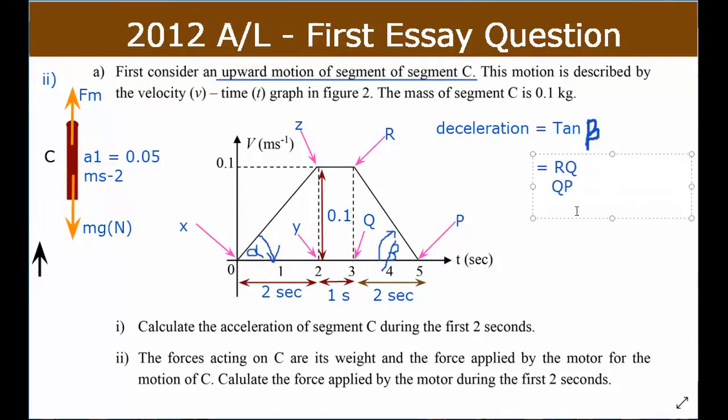So RQ is, Lamai, what is the length of RQ, dear? This side? 0.1. Very good. What is the QP distance, dear? 2 seconds. Therefore, 0.1 divided by 2 means we get the same value, 0.05. Am I right there? Do not forget the units. So this is the deceleration.